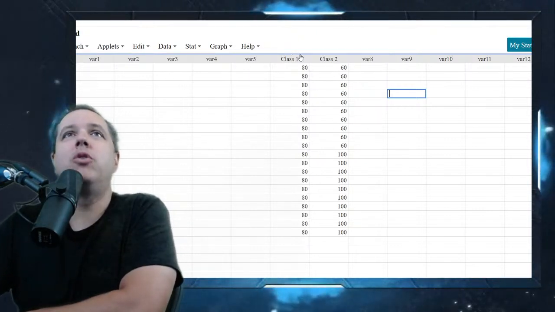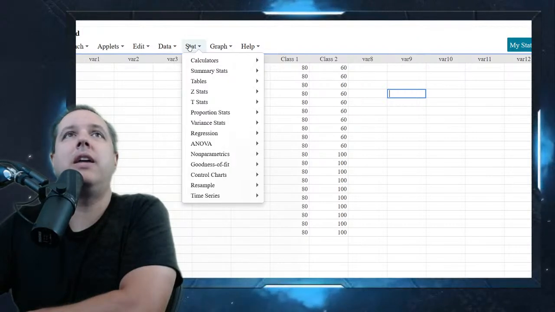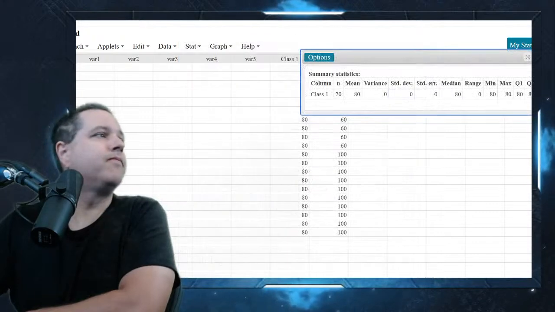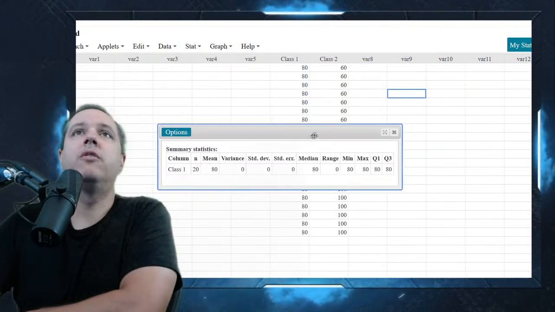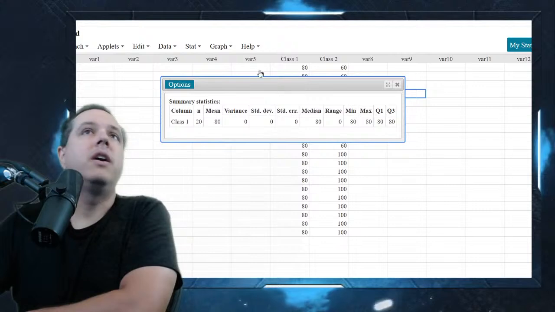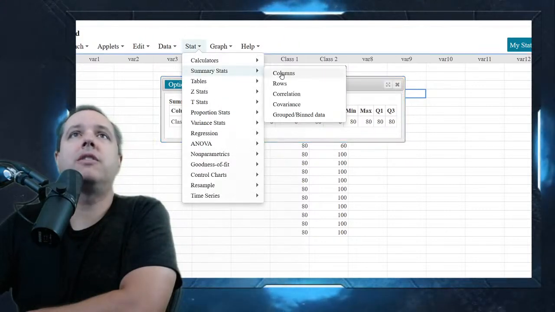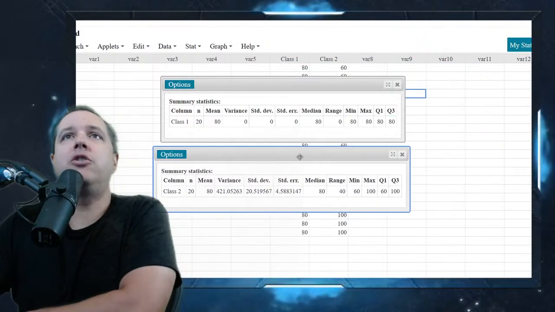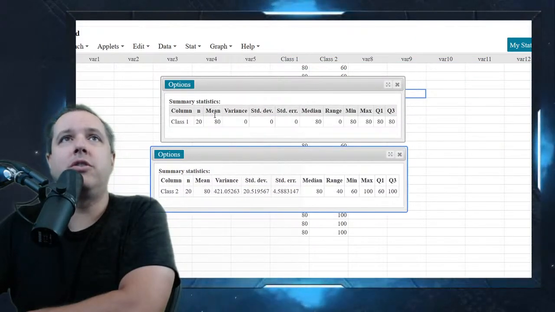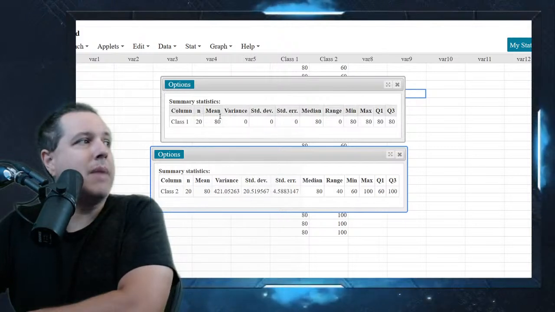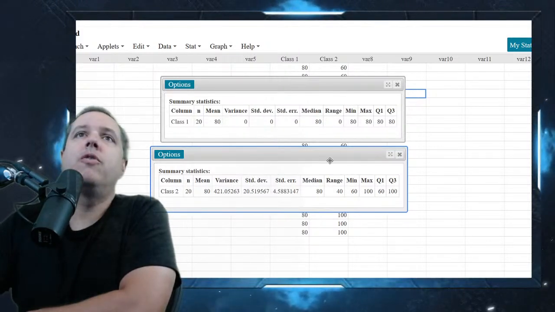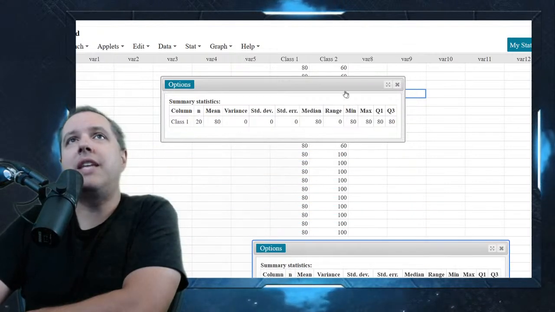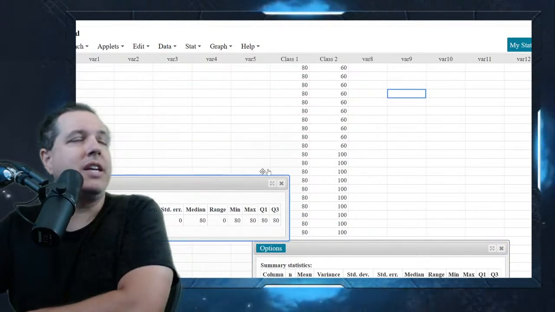That's a different behavior. Well, look what happens if I come up with the summary stats for class 1. So that's class 1. And then we come up with the summary stats for class 2. And we look at our measures of center. So the measures of center, we had the mean. Oh, look, they match, 80. Look over here at the median. Oh, they match, 80.